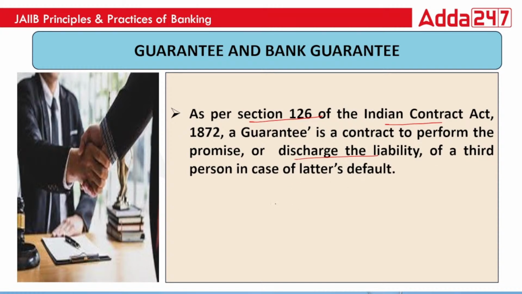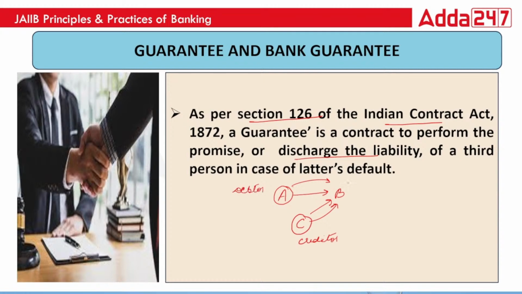What does this mean? Suppose A has some kind of contract with B and C is ready to give a guarantee to B. So if A doesn't pay B as per the contract, C will be liable to pay B. Once C makes the payment to B, C becomes the creditor and A becomes the debtor in this case.